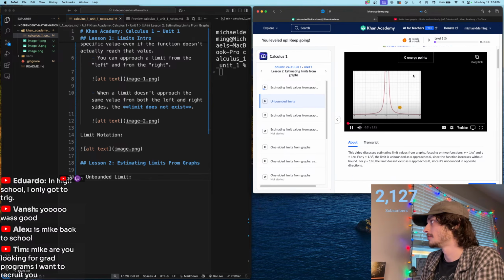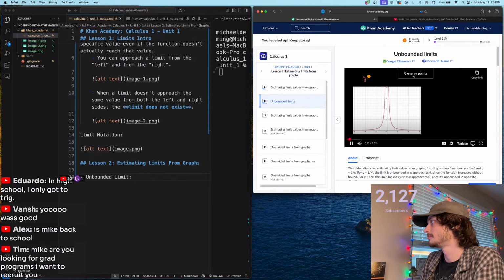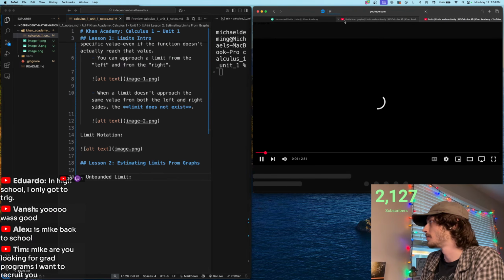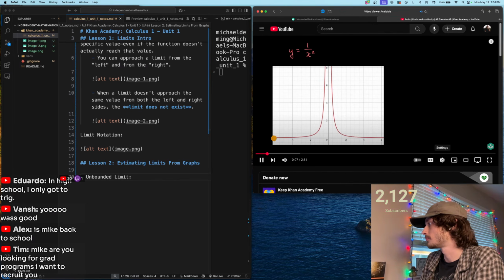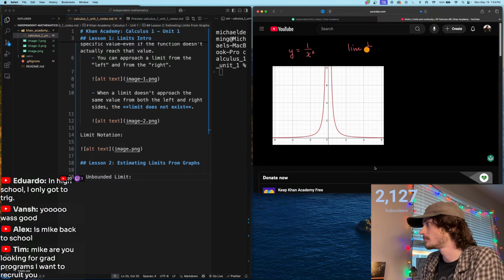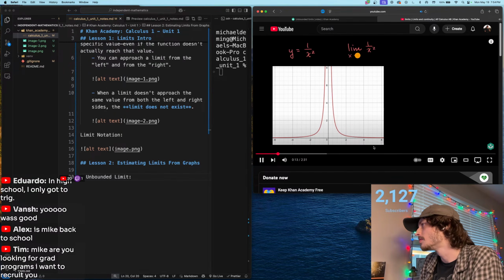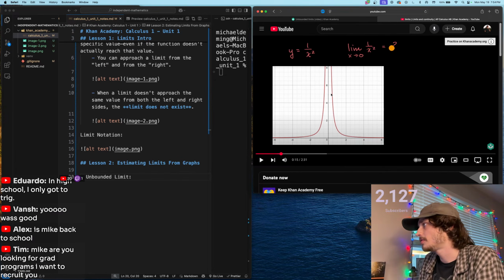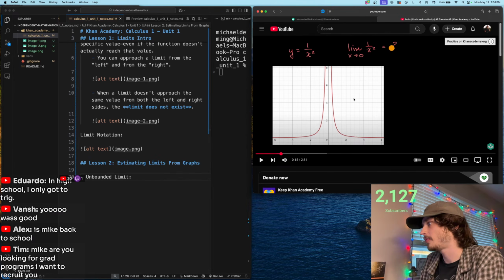So right over here, we have the graph of y is equal to 1 over x squared. And my question to you is, what is the limit of 1 over x squared as x approaches 0? Pause this video. As x approaches 0, we're unbounded, right? We have an asymptote at x equals 0.